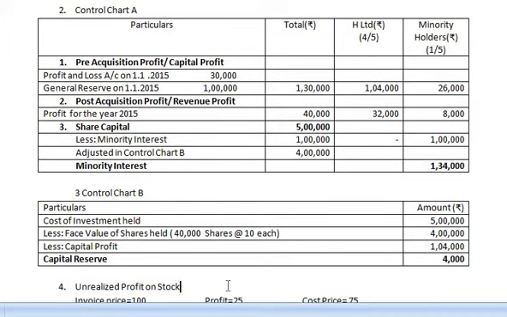Then you have to less the capital profit, which you can get from the control chart A. That is 1 lakh 4,000. Then you have to less these two from the cost of investment held. So in this case, since we are getting a minus sign, this will be a capital reserve of rupees 4,000.